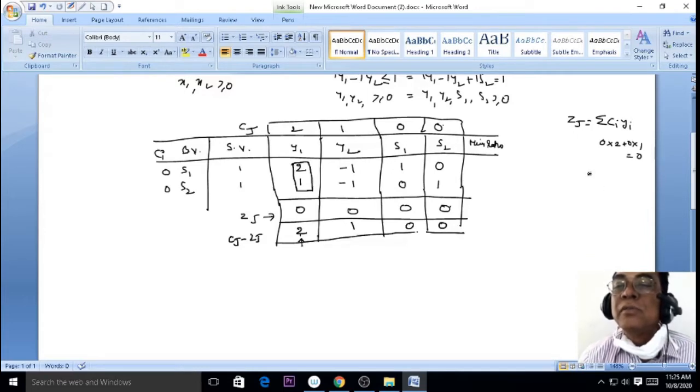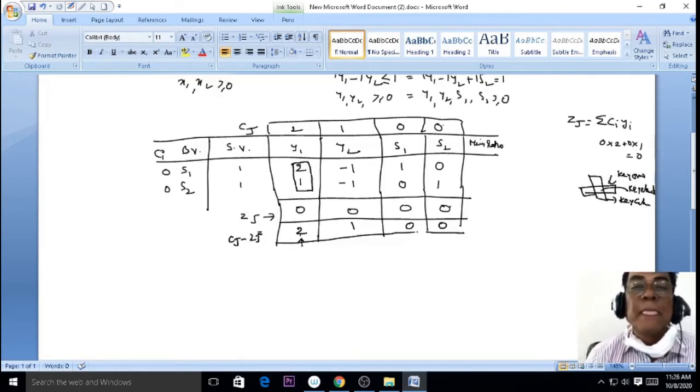See, in this one, what is this? This is a key column and a key row. This is called the key column and this is the key row. And this point is called the key element. Key element. Understand? Now come to the minimum.